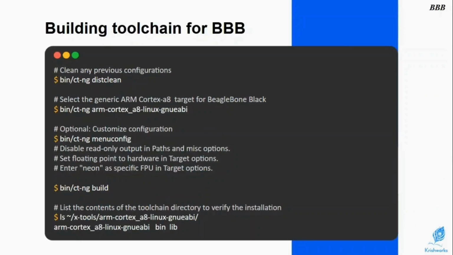Building toolchain for BeagleBone Black. Clean any previous configurations. Select the generic ARM Cortex-A8 target for BeagleBone Black. Optionally, we can customize the configuration. Then for build, use this command and list the contents of the toolchain directory to verify the installation.